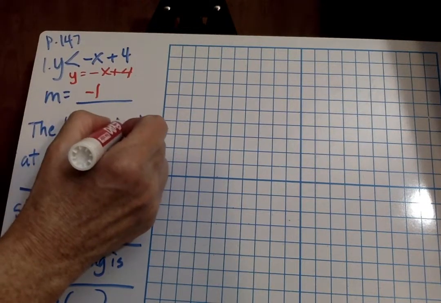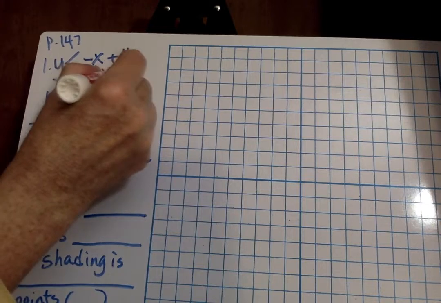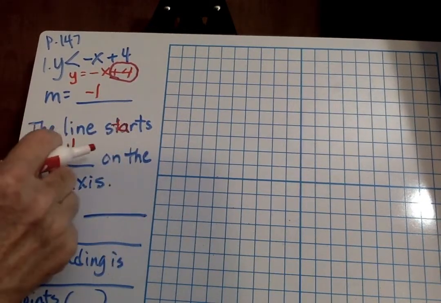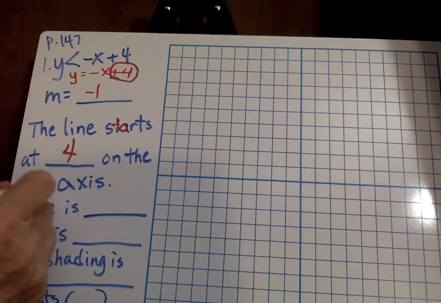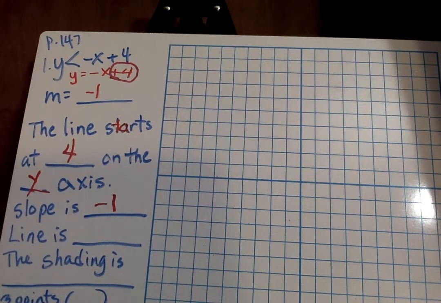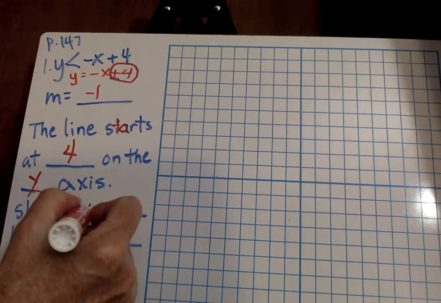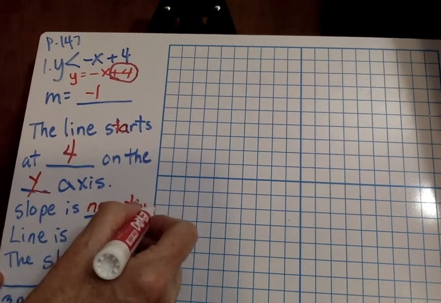The line starts at our y-intercept, 4 on the y-axis. The slope is -1. So it's negative. I guess I should write negative. You can just mark negative in your packet.